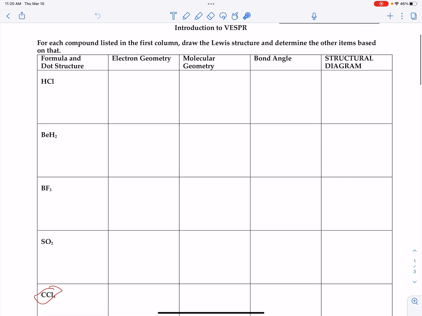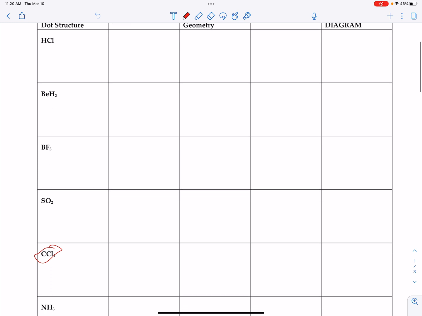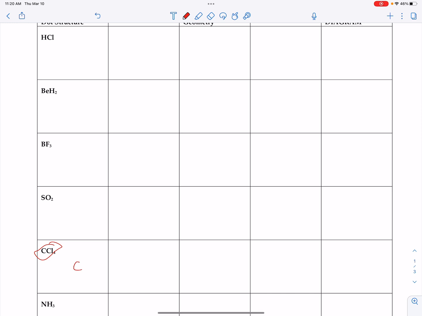So you're going to be given a compound, and you're going to be asked to write the Lewis structure, the dot structure, right? In the first column. The second column, you're going to put the electron domain geometry. The third column, the molecular geometry, and then the bond angles. And then I'll show you what I mean by structural diagram as well. Okay, so I'm going to do one. I'm just going to do CCl4.